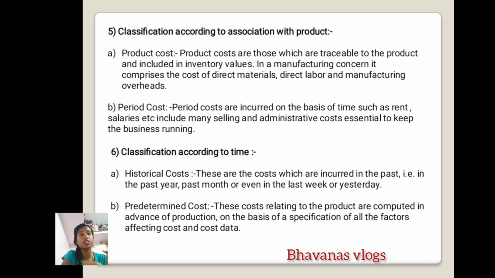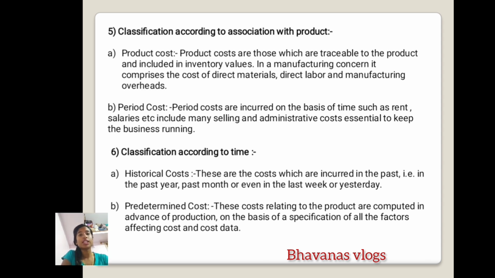Production costs are those costs which arise in production and are included in inventory values, in a manufacturing concern comprising the cost of direct materials, direct labor, and manufacturing overheads. And the second point is period cost. Period costs are incurred on the basis of time, such as rent, salaries, etc. And selling and administrative costs, especially to keep the business running, they will use as period cost.